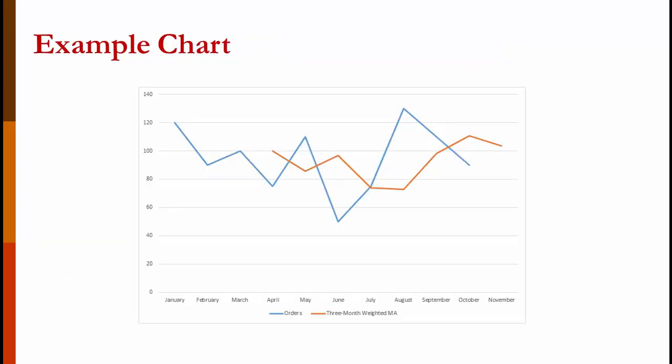Here you see another graph. The blue is the same actual data. The orange is a weighted moving average, and you can see it looks very similar to, but not exactly the same as the simple moving average. That's just because the weights are different than they were in a simple moving average.